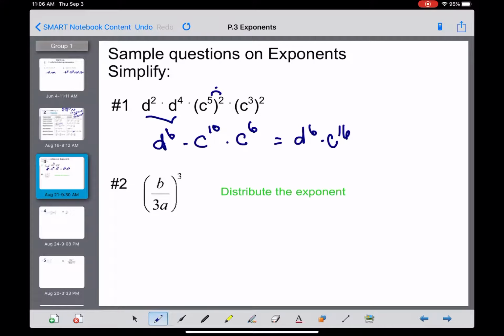Number 2, I'm going to distribute the exponent, so this 3 can go to both the numerator and denominator. Now it also has to go to this 3 because this is multiplication. It has to go to every single part. So don't forget about that 3. That's a big area where we see mistakes frequently. So we're going to distribute. So I have b to the third. 3 to the third on the bottom is 27, a to the third.